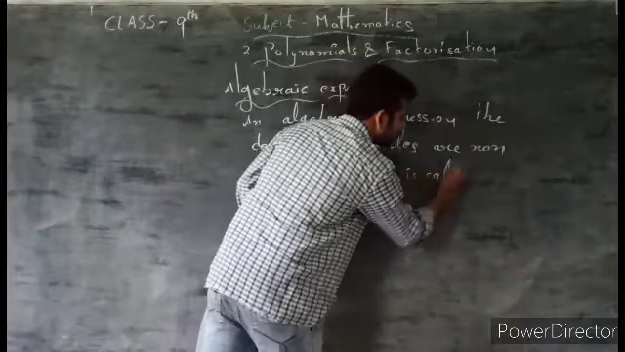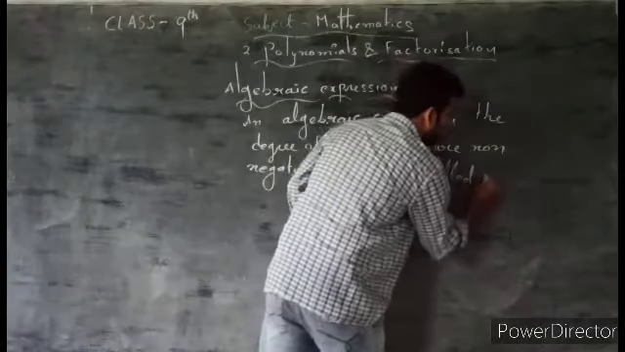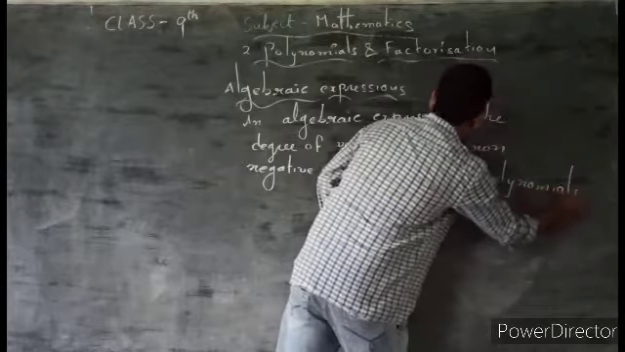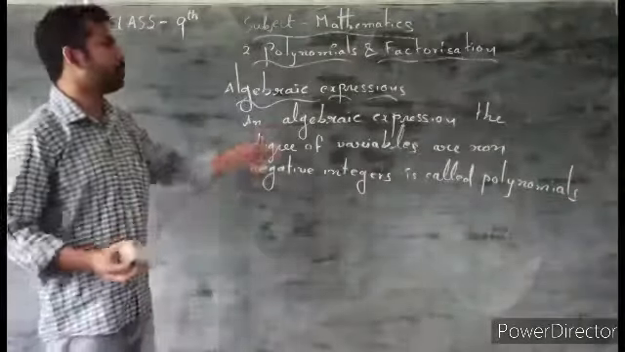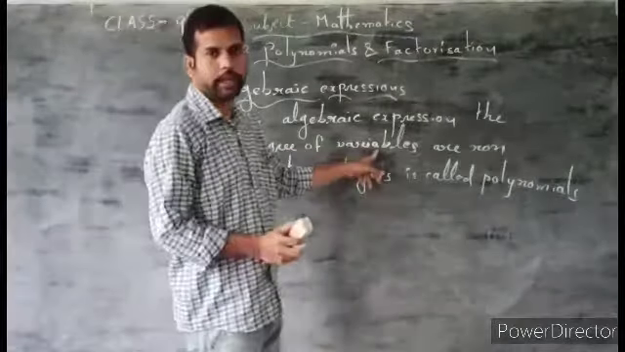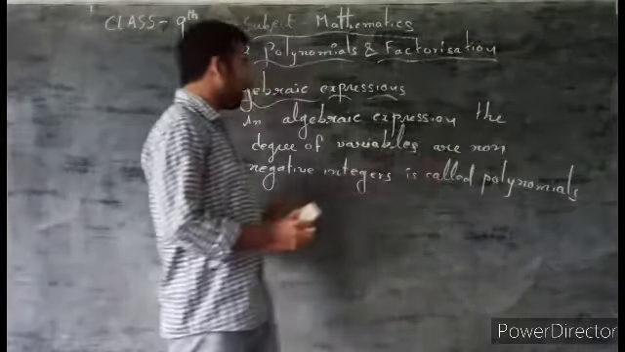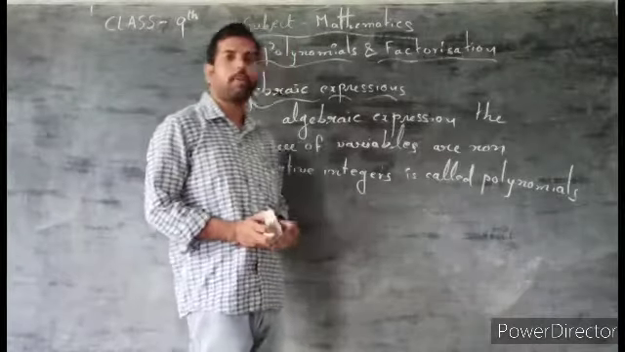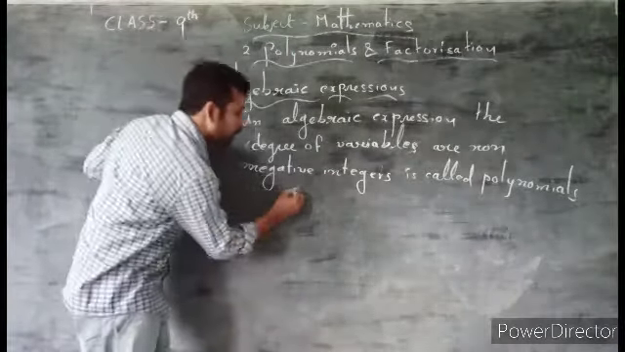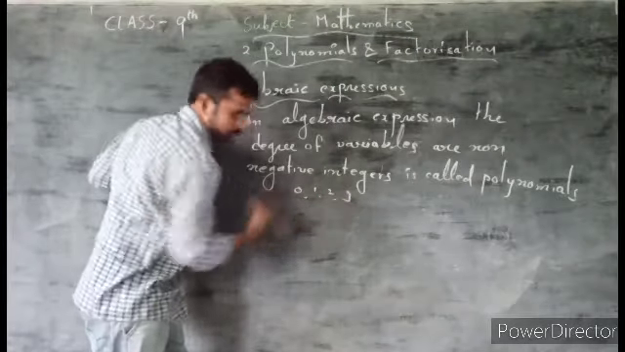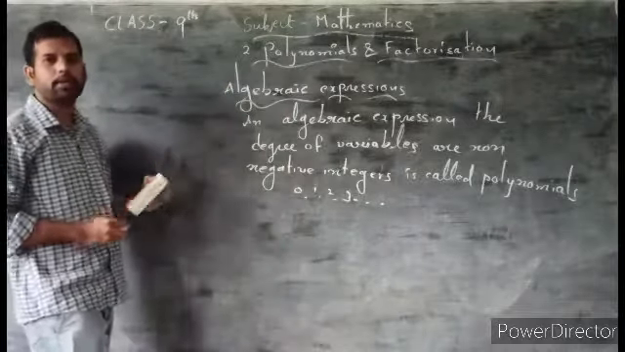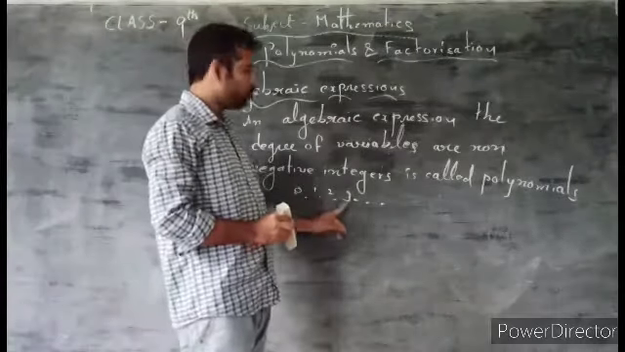is called polynomial. An algebraic expression, the degree of variables are non-negative integers is called a polynomial. So non-negative integers means whole numbers, that means 0, 1, 2, 3 and so on.